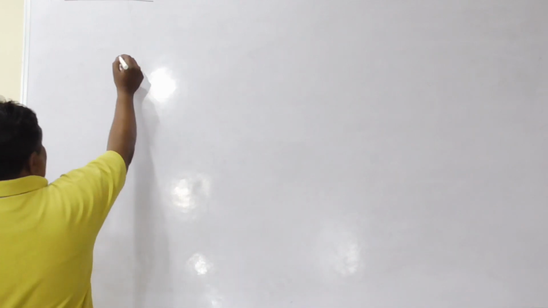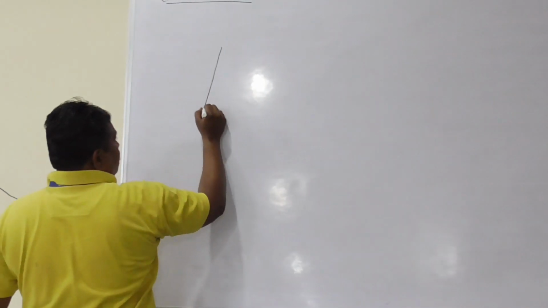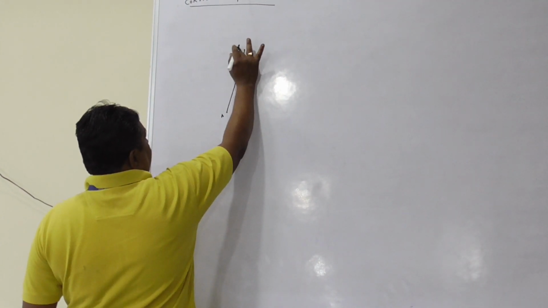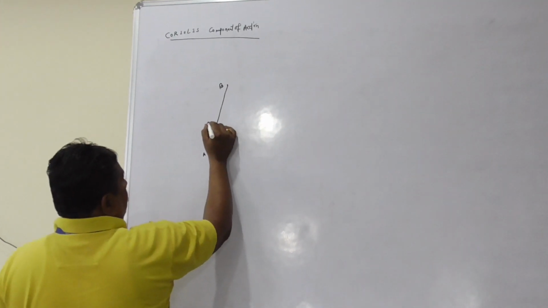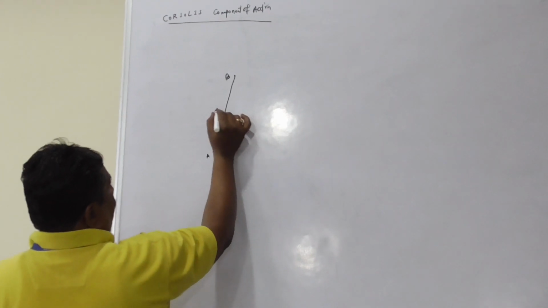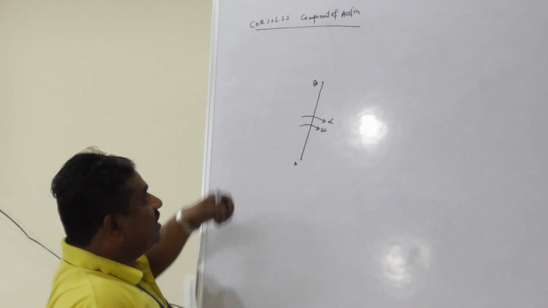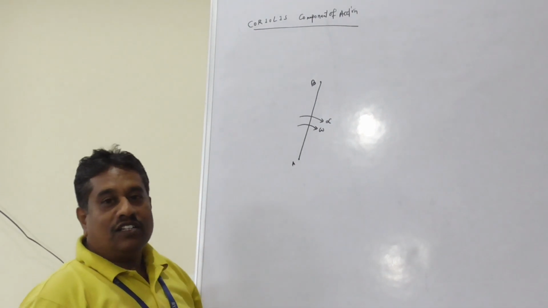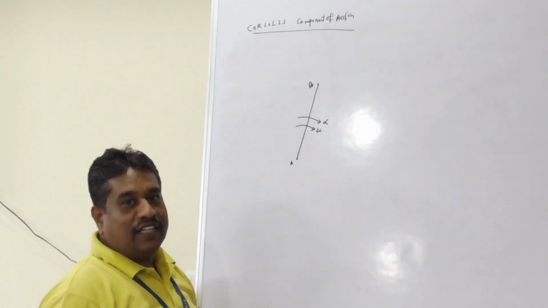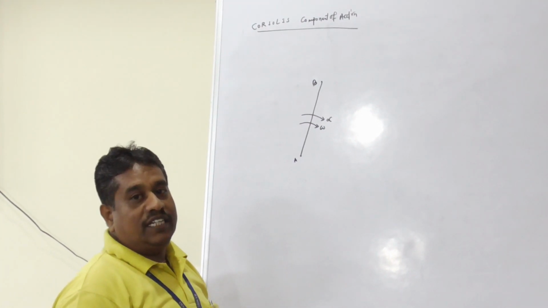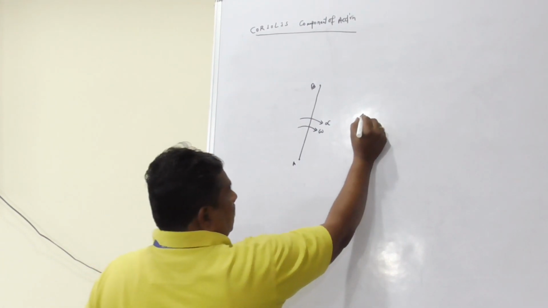Today let us understand about the Coriolis component of acceleration. As you know, for any 2 points on a rigid link, say link AB, rotating with an angular velocity omega and an angular acceleration alpha, the acceleration of the 2 points will be the vector summation of 2 components of acceleration. One is the centripetal component of acceleration, another one is the tangential component of acceleration.